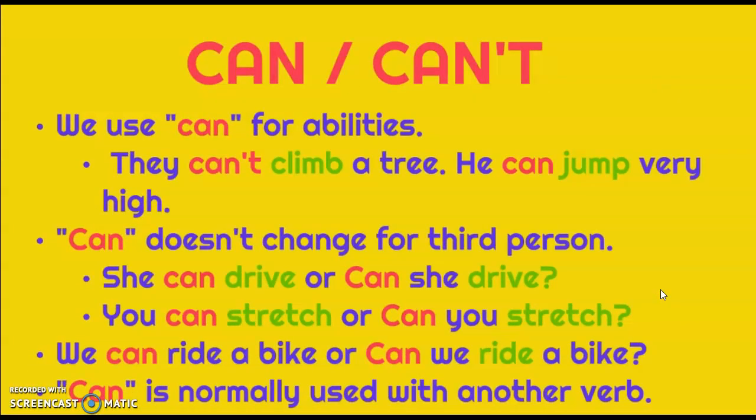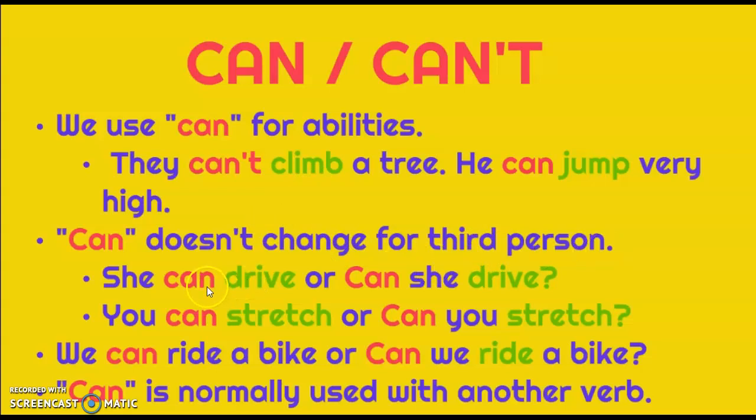Here we are going to see some of the most relevant aspects about can and can't. Remember that we use can for abilities. For instance, they can't climb a tree. He can't jump very high. As we can see here, they don't change, even though we are using different subjects. Can is always the same, and the verb doesn't change either. Can doesn't change for third person, as we saw before.